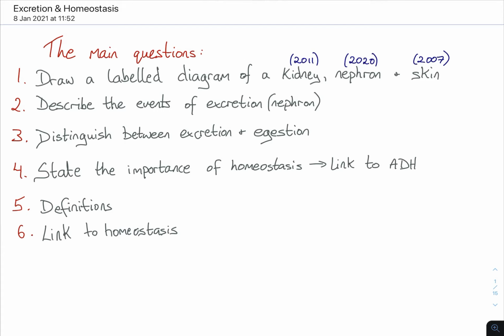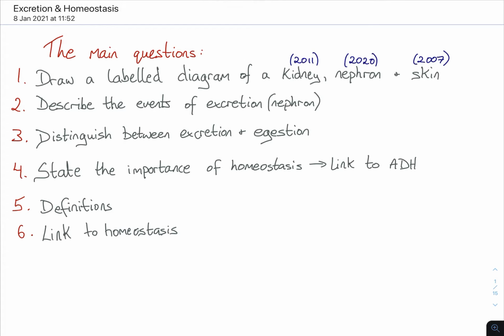Any definitions, and there's a few there. I suppose excretion and egestion fall under that too. And also obviously there to link it to homeostasis overall, in particular for the skin as well. You'll see I have some years over the kidney, nephron and skin. So they were the last time that they came up to draw them. So the skin obviously is, and the kidney for that matter, are well overdue. But the nephron came up in 2020 and that was quite a big question.